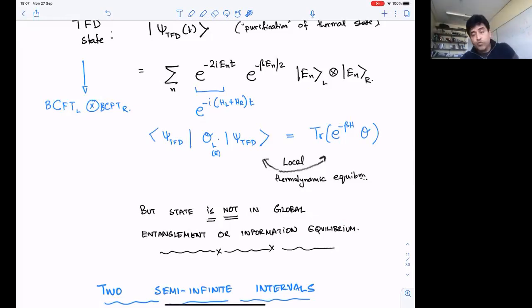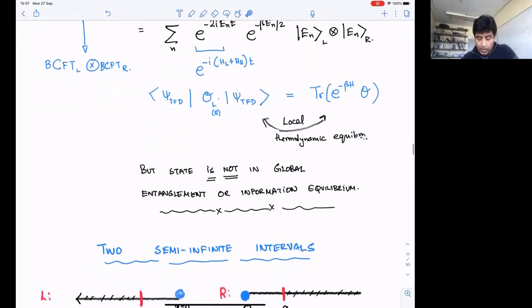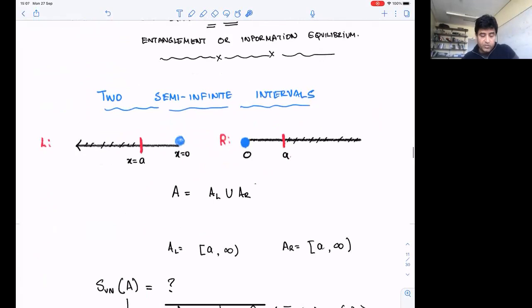In particular, this is true for entanglement entropy. So for example, let's take the case of two semi-infinite intervals. Here we have CFT left and CFT right, both drawn on the same picture. The spatial coordinate on both CFTs increases away from the boundary. The boundary is a quantum mechanical system at x equals zero. We pick some interval which starts at x equals a and goes all the way to x equals infinity on one side, and likewise on the other side.